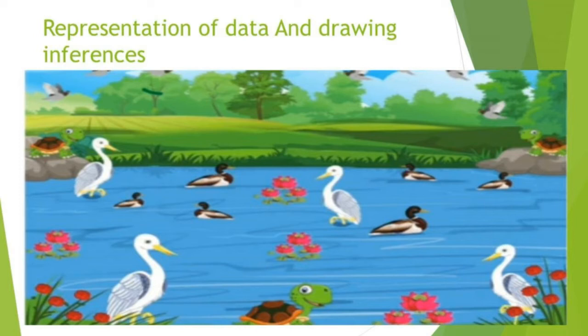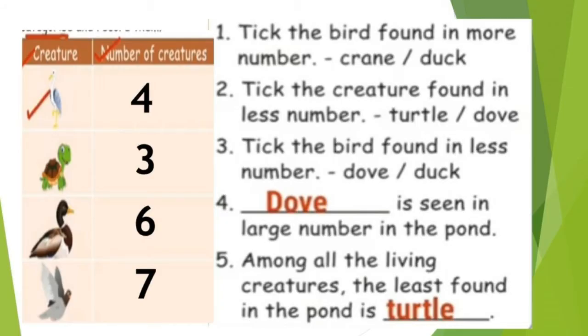Here, observe the living creatures seen in the pond and categorize and record them. So, tick the bird found in more number, crane or duck. Yes, duck is found more in number. Tick the creature found in less number. Yes, turtle is found in less number. Tick the bird found in less number. So, dove or duck, which is less in number? Yes, duck is less in number.